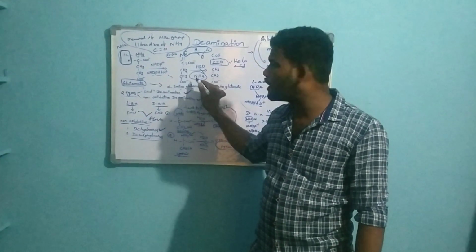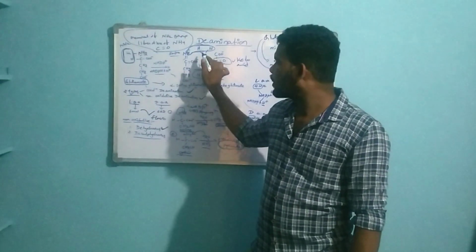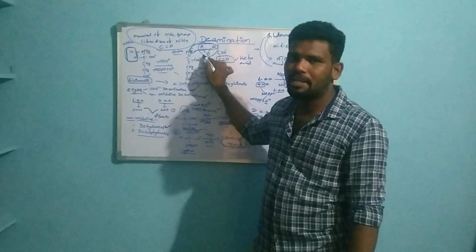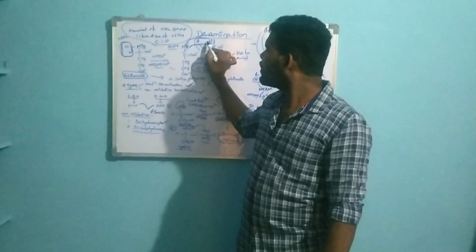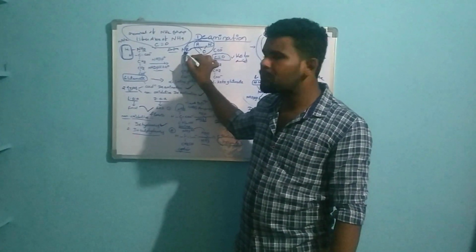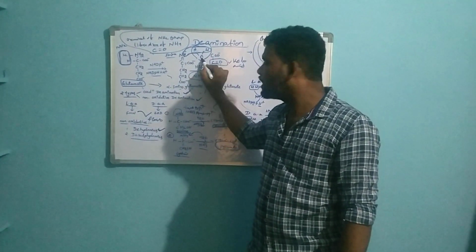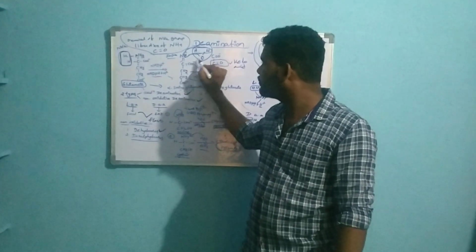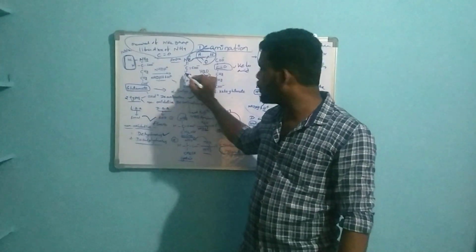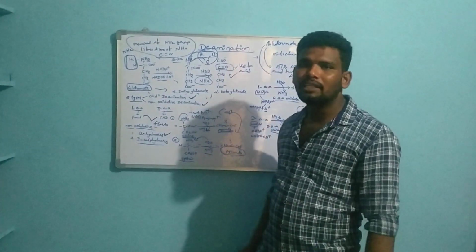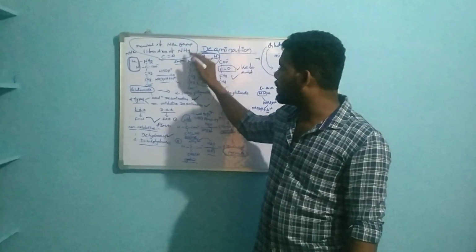The water molecule comes and binds with the NH position, and ammonia is liberated to form a keto acid. The oxygen acts as a nucleophile and binds with the carbon, which is double bonded in nature. So it is nothing but a keto acid. Okay, so these are the deamination reactions.